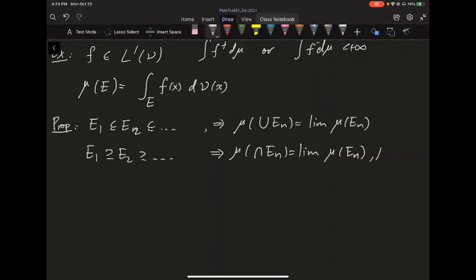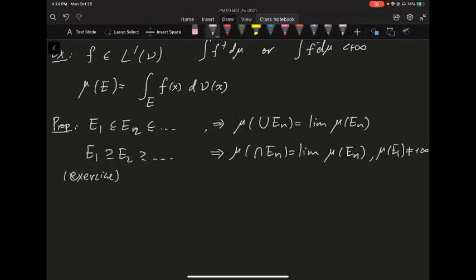Well, of course, the second one is given that mu of E1 is not going to be positive infinity. So the proof is really the same as what we did in regular measures. It's basically the same proof, so I'm not going to prove this now. This is an easy exercise. You're essentially just using the sigma additivity of a signed measure, and nothing really changed.